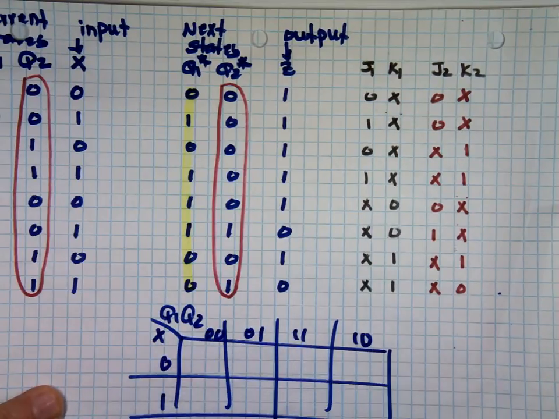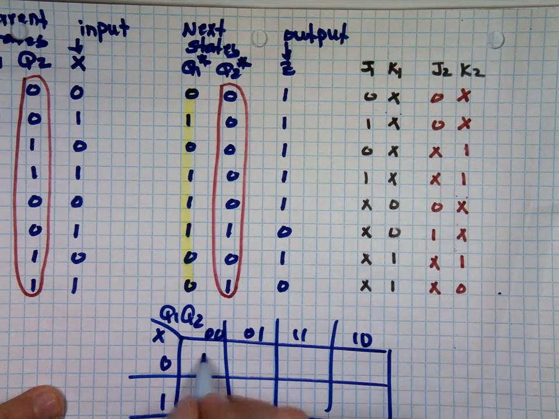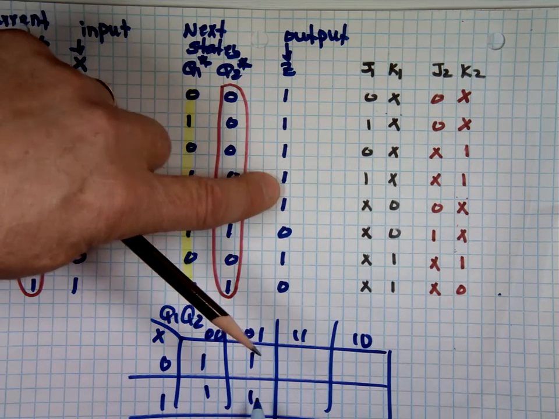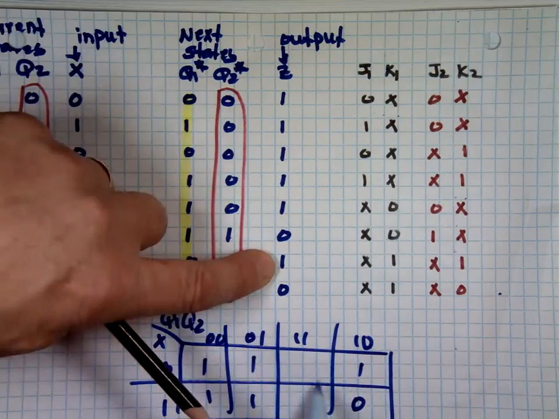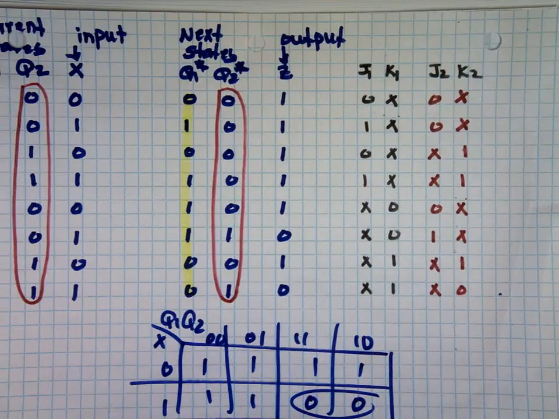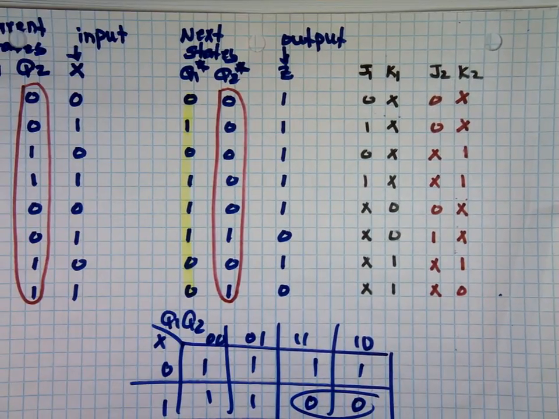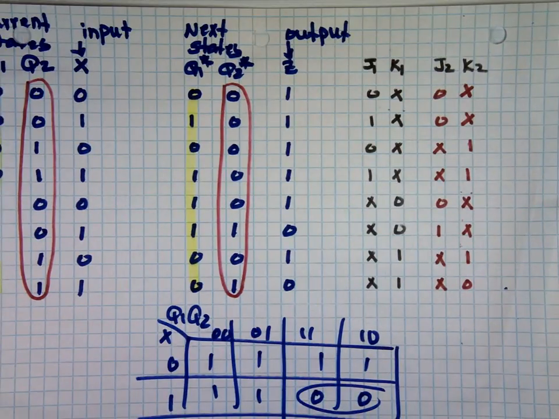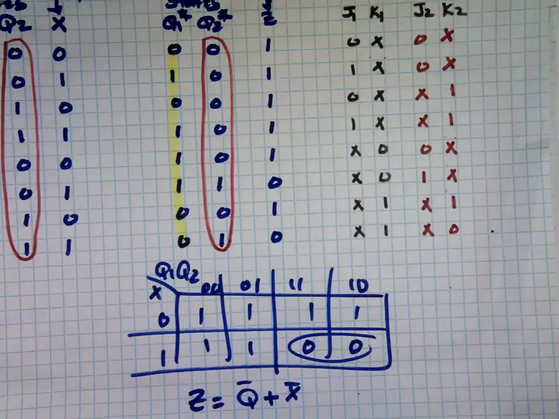This is for Z. 1 1 1 1 1 0 1 0. If you just group the zeros, the same thing. That'll be what? Q1 naught or X naught. That happens to be the same thing as one of the gates we just did. Q1 naught plus X naught.